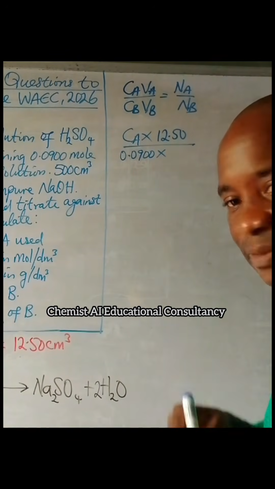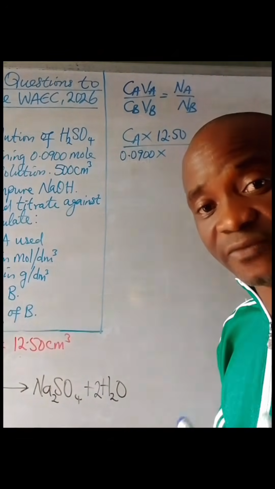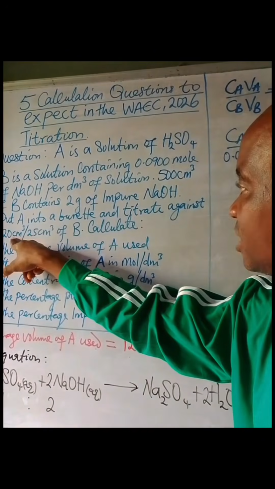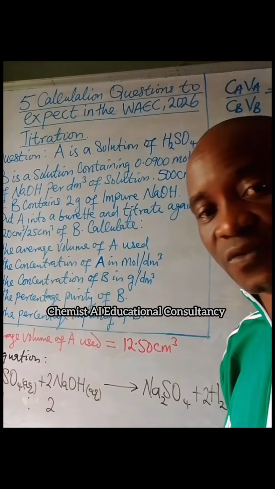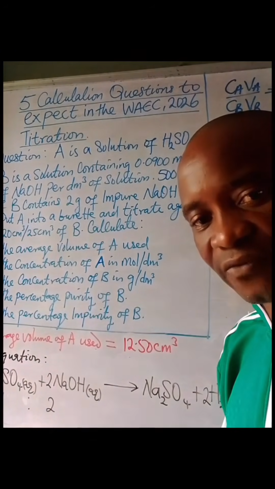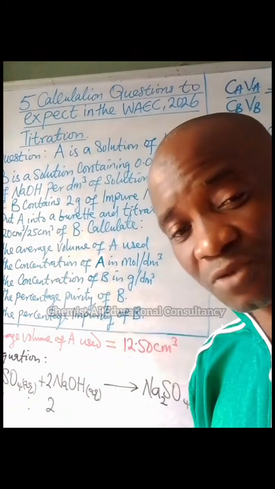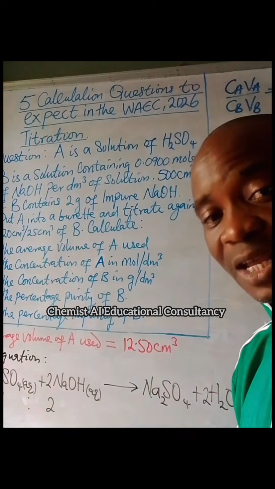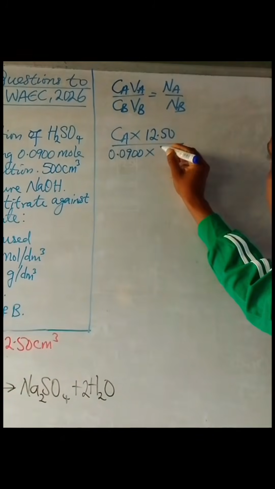0.0900 times volume of the base. Volume of the base is the pipette volume. That is this volume, 20 or 25. So in your school, if you are using 20 cm cube pipette volume, you put 20 there. If you are using 25, you put 25. I am assuming that you are using 25. So you write 25 here.